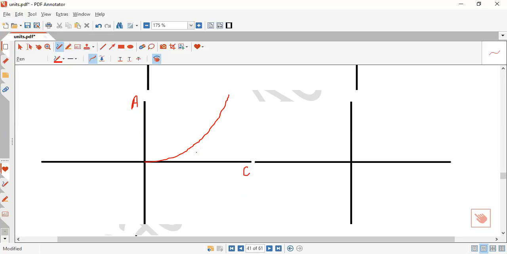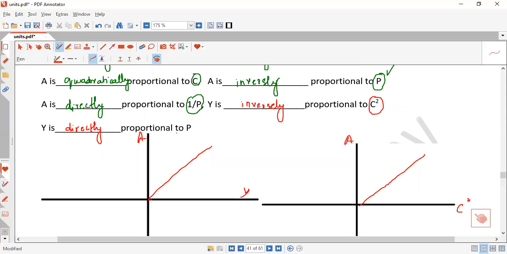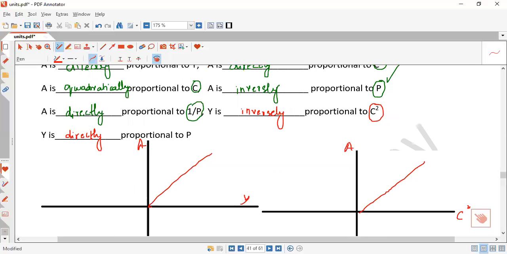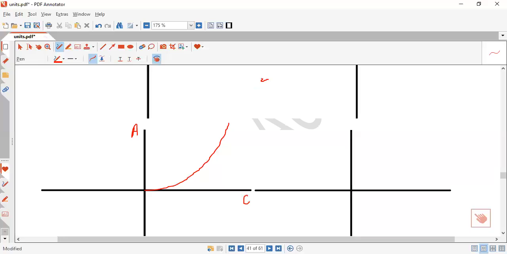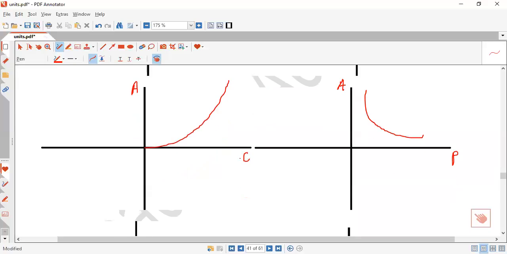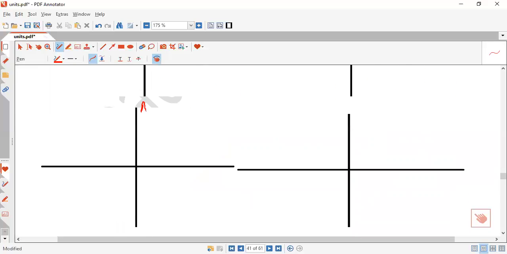Okay, Abdurrahman, your question is: if A is inversely proportional to P, and I draw the graph between A and P, what is it going to look like? A curve with a negative gradient. Very good. Same question from you: what if I draw the graph between A and 1 over P? Straight line. Very good.